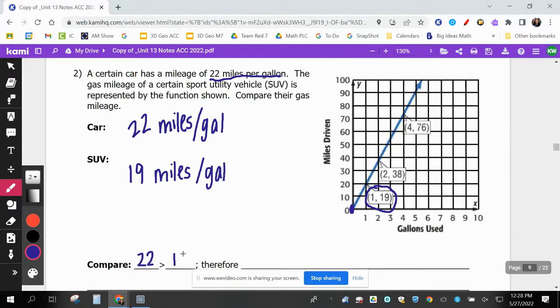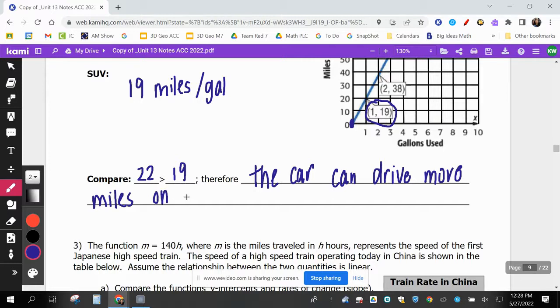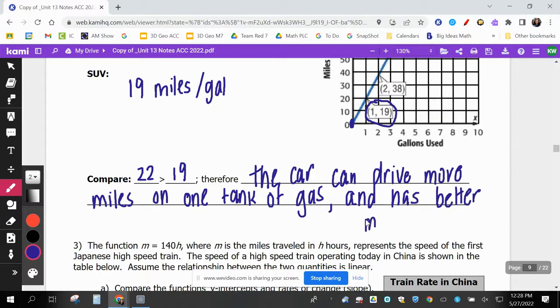22 is greater than 19. Therefore, the car can drive more miles on a tank of gas and has better mileage. The car can drive more miles on one tank of gas and has better mileage.